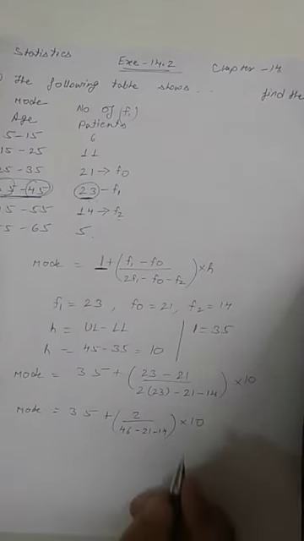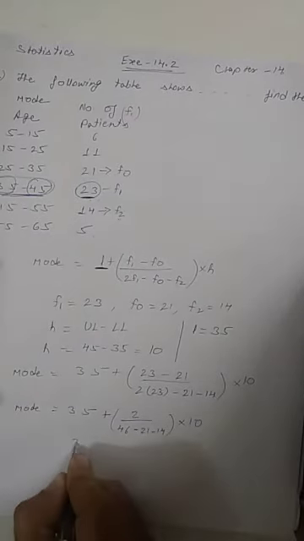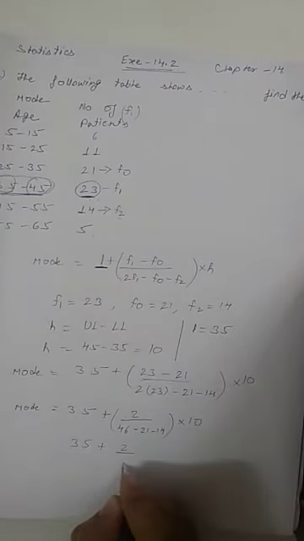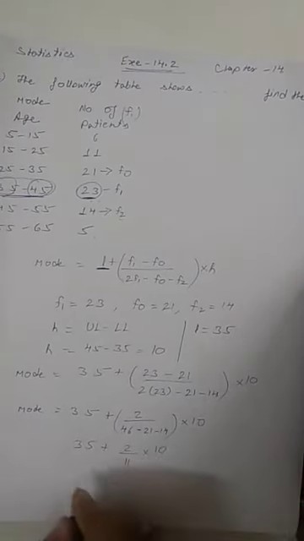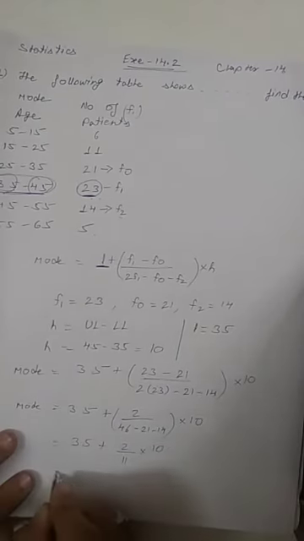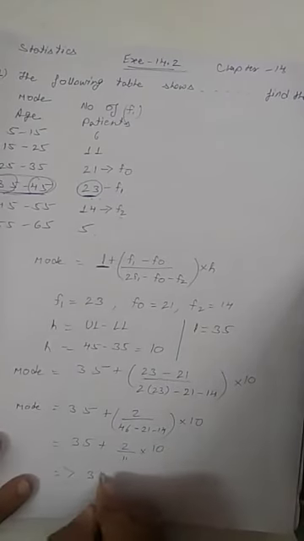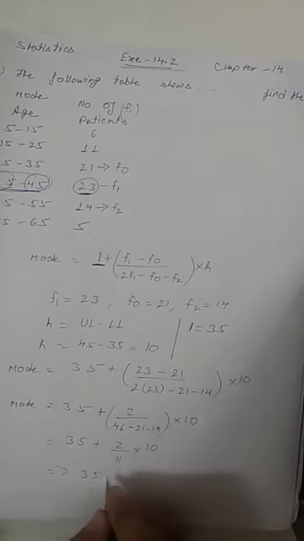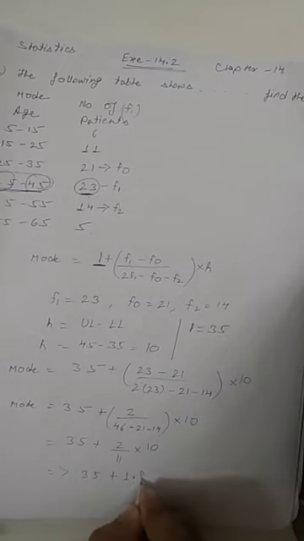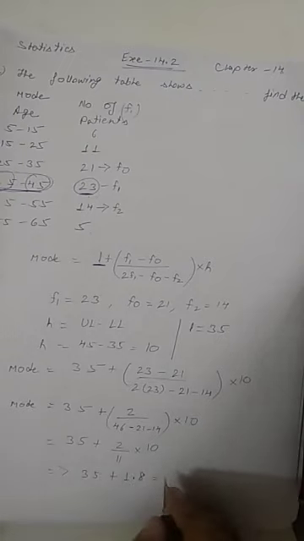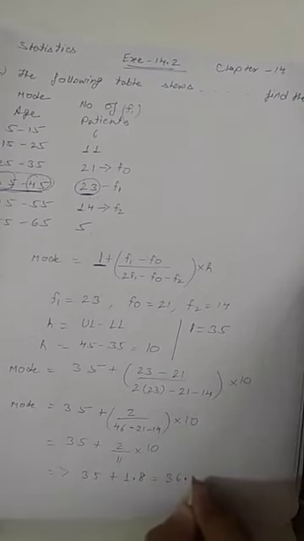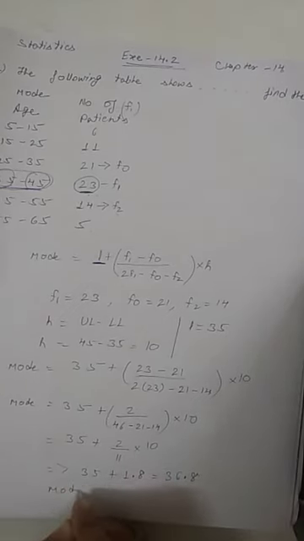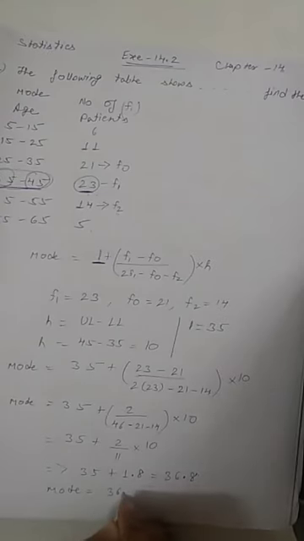After that, you got 35 plus 2 upon 11, into 10. Finally, 35 plus 20 upon 11. Dividing 20 by 11 gives about 1.8. So 35 plus 1.8 gives 36.8. So this is the answer: mode is equal to 36.8.